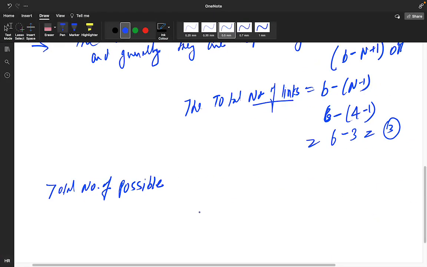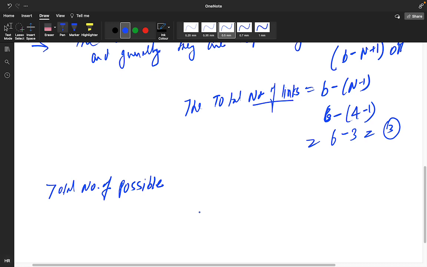So I was discussing the total number of possible trees. What is the formula for the total number of possible trees? In graph theory, the questions will be very few, like four, five, or six marks. It is included in the examination, but it is not that important. Still, you should not leave any topic.